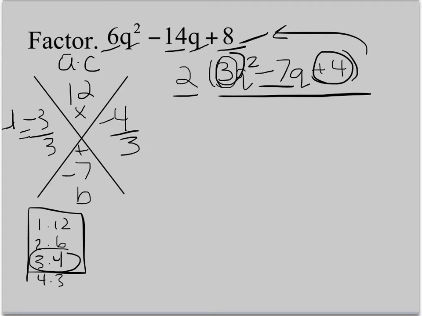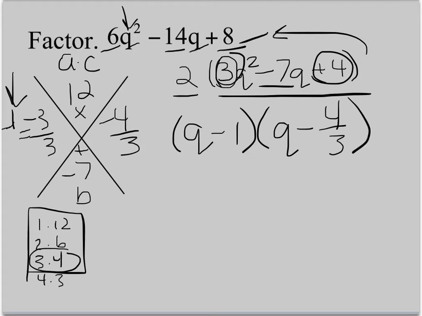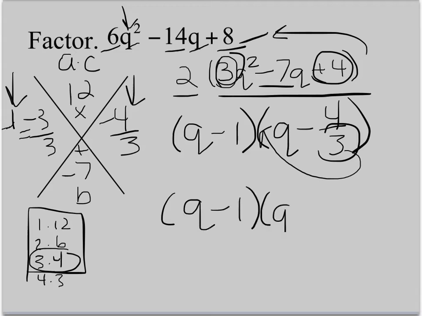Second to last step is write out the factors. So we have q, because that's what we use here, and then minus 1, or the negative 1 here, and then q minus 4/3, which is what we have here. The last step said bottoms up, so we take the bottom or the denominator of the fraction and we move it up in front of the q. So we end up with q minus 1 and 3q minus 4, and don't forget the 2 that we factored out at the beginning.